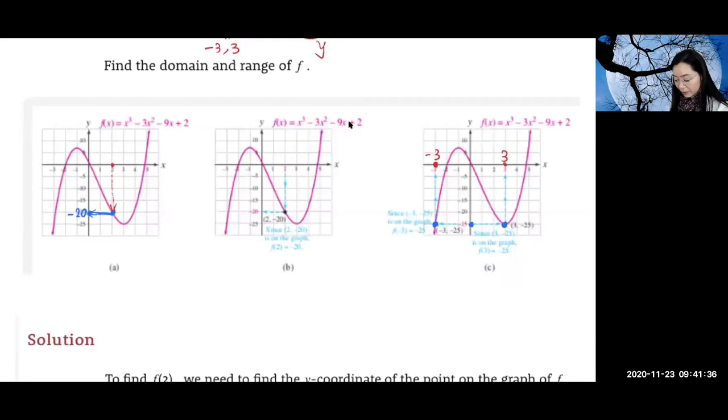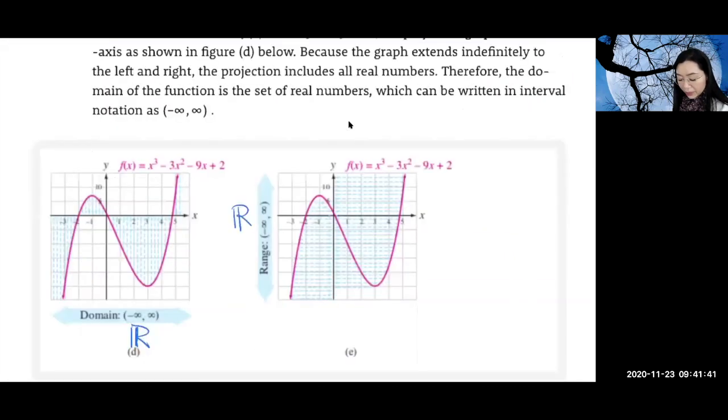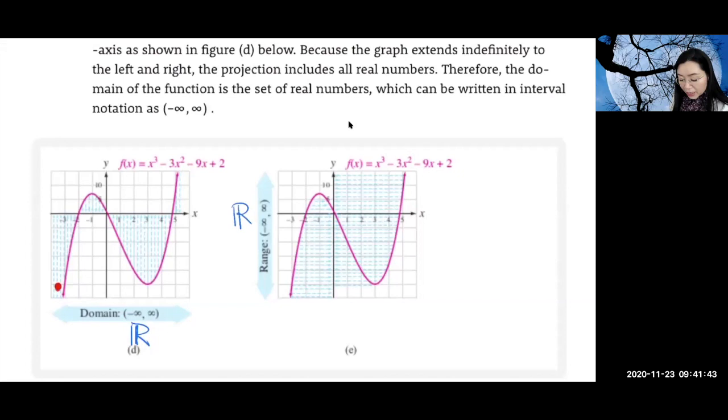Let me see if I can have a graph right here. To find the domain, when we project the graph to this x-axis, you see that for the points on the graph, the x coordinate can be any number on this x-axis. So the domain will be from negative infinity to infinity, or you can put down this symbol, the big R with the double bar, which stands for all real numbers.